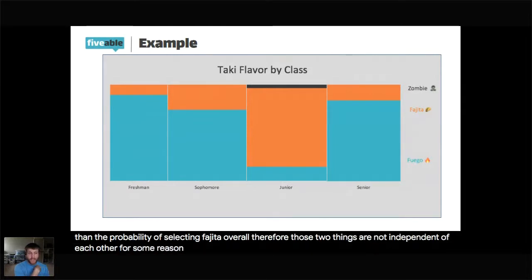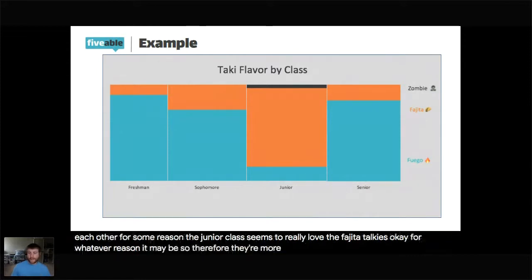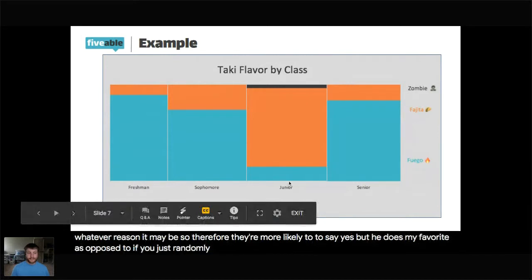For some reason, the junior class seems to really love the fajita Takis, for whatever reason it may be. So therefore, they're more likely to say, yes, fajita is my favorite, as opposed to if you just randomly selected a student out of the whole survey.